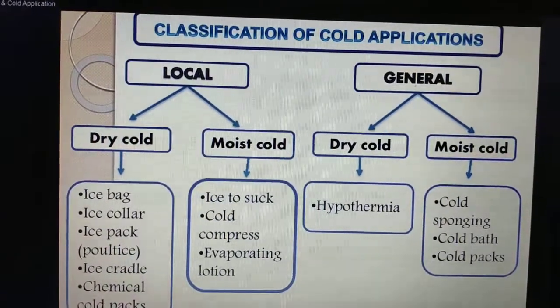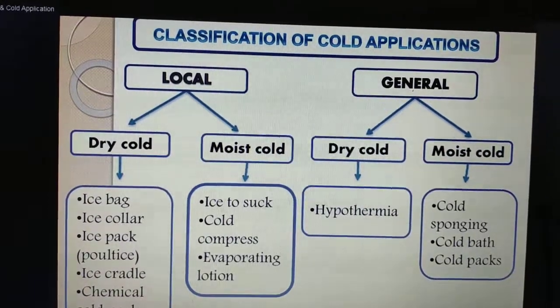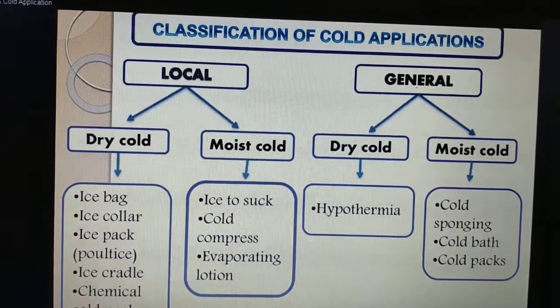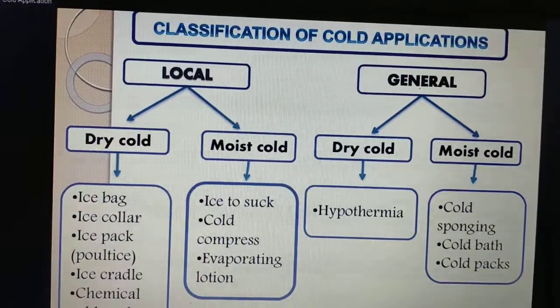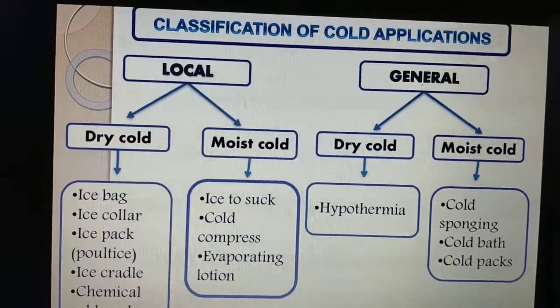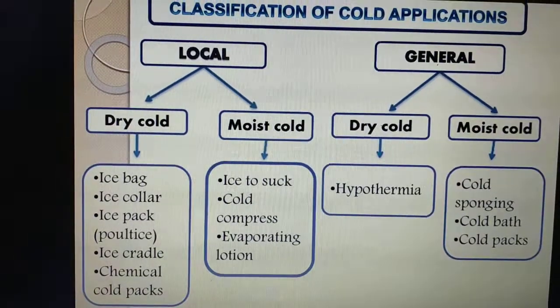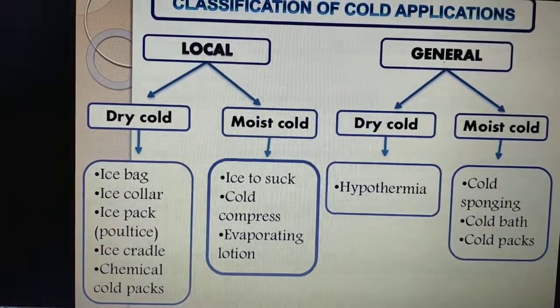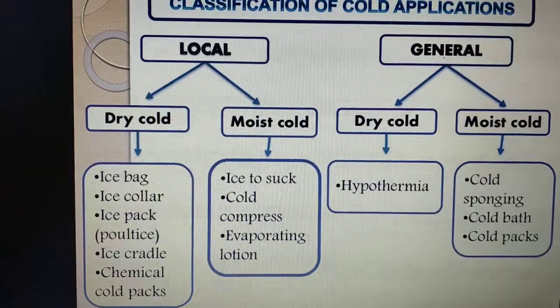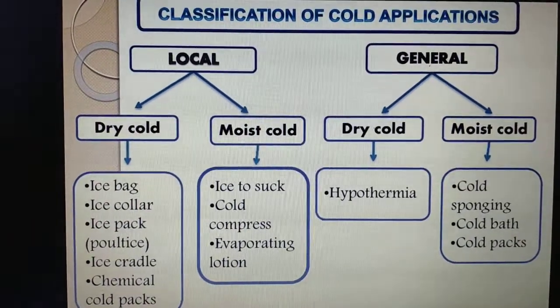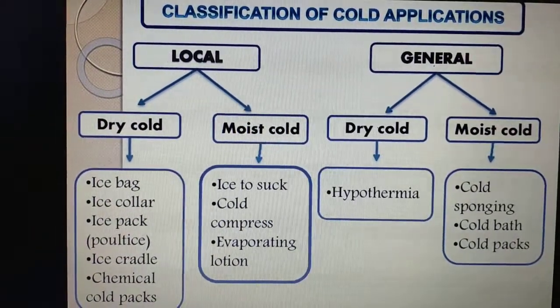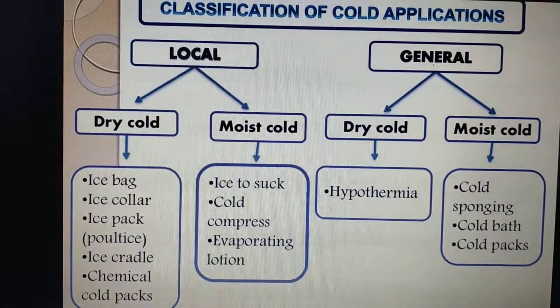As we all know, we have two types, that is the local and the general. Further, we have the dry cold applications and the moist cold applications. In the local dry cold we have the ice bag, ice collar, ice pack, ice cradle, the chemical cold packs and all. In the moist cold we have ice to suck, the cold compresses and evaporating lotion.